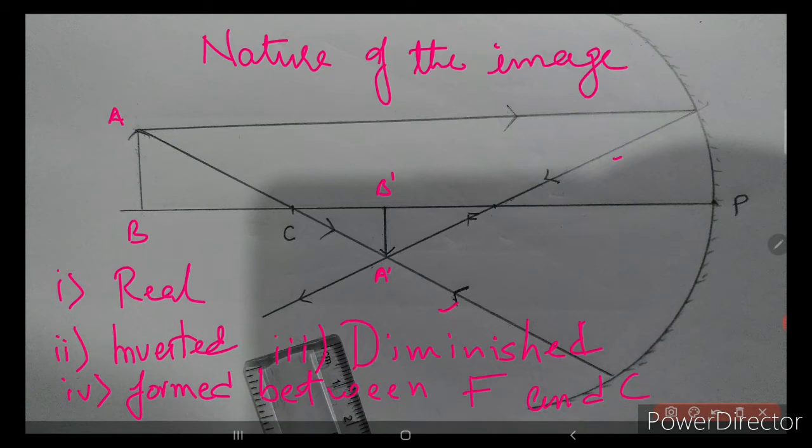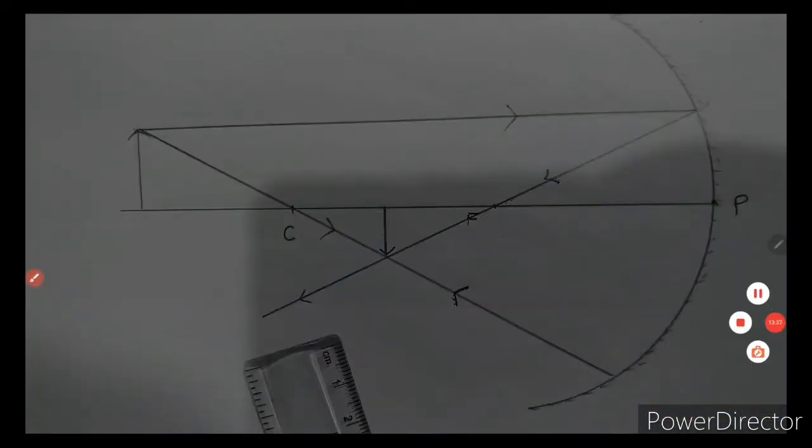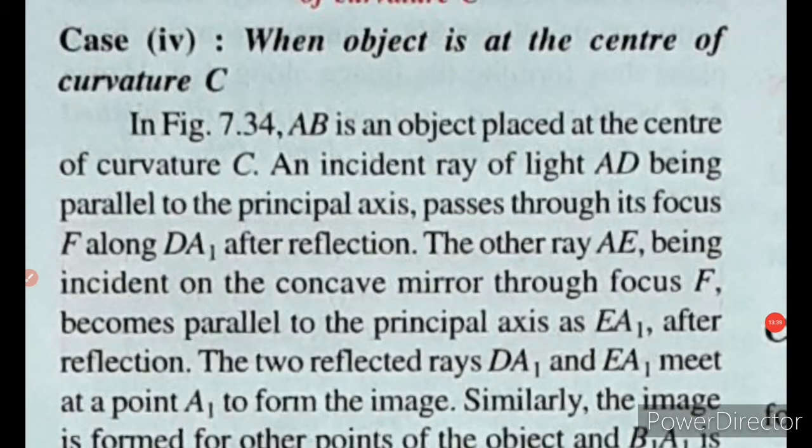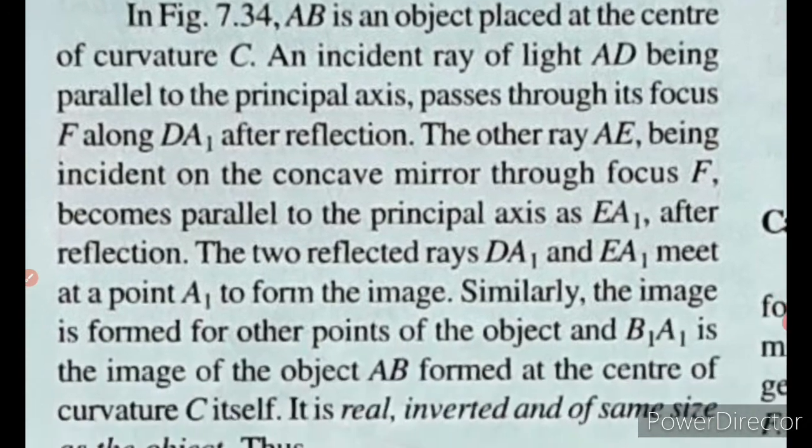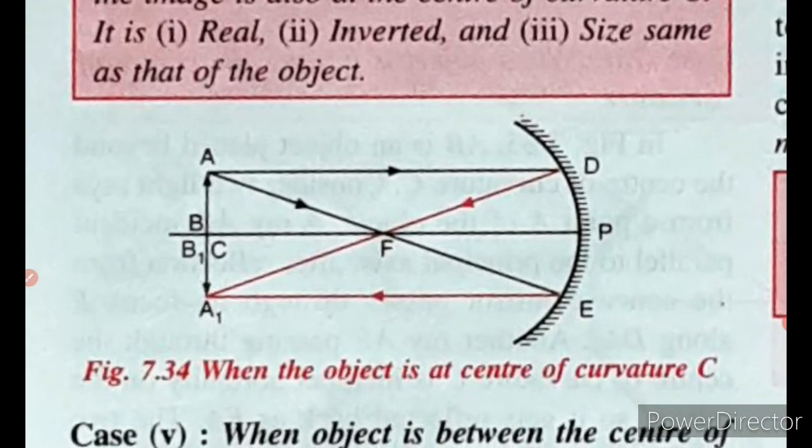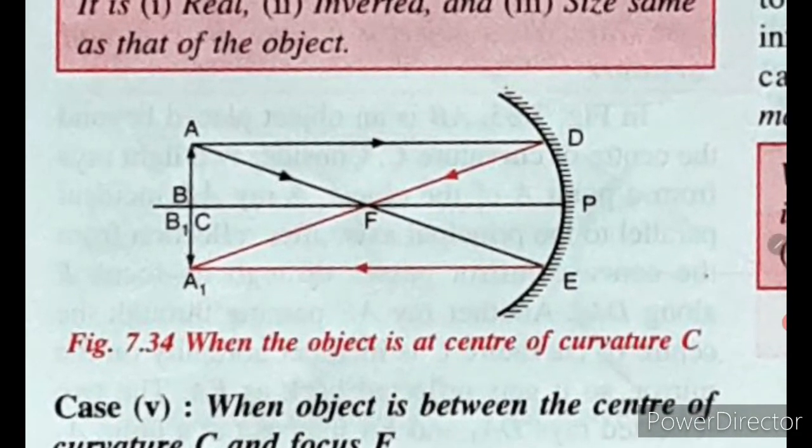So this was for the third case. Let us go to the fourth one. Coming to the fourth case, where the object is at the center of curvature, you must be observing that the object is coming closer to the mirror now. When the object is kept at the center of curvature, let us see what happens. Here is the figure for that. This is the object AB here.